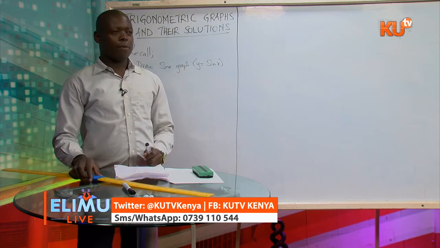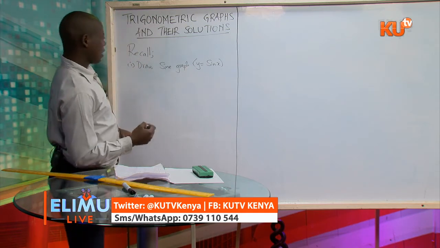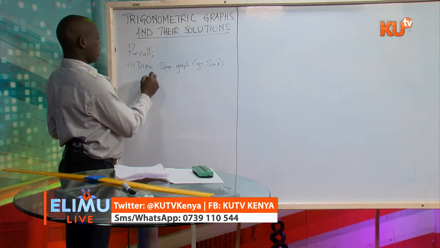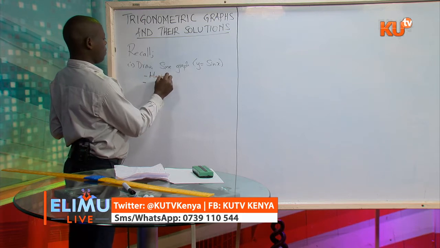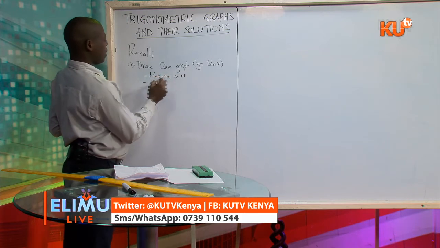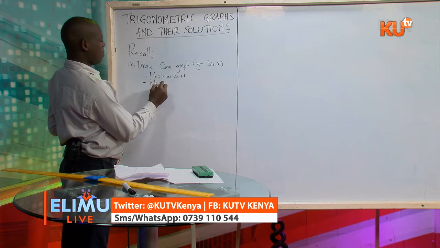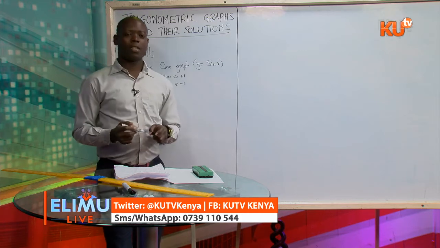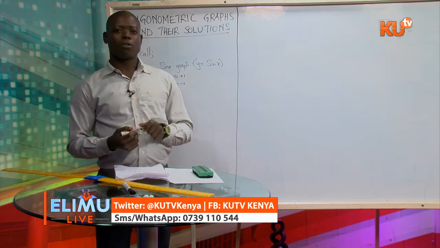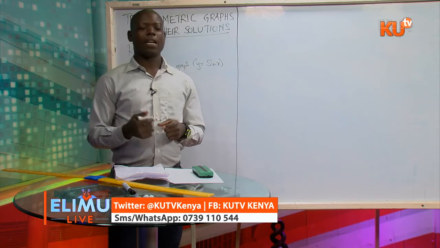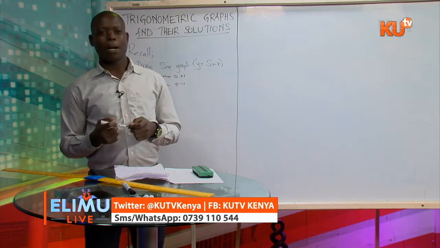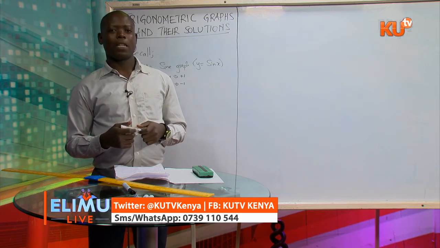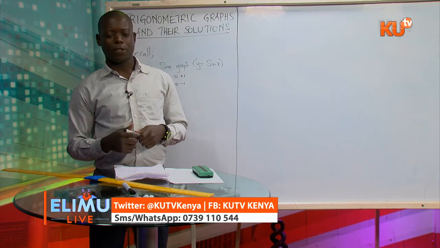And this graph, as you realize, has both the maximum and the minimum points. The maximum is always equal to +1, and its minimum value is always equal to -1. And therefore, that tells you that the graph of y is equal to sine x, above the x-axis, has a displacement of 1, and below the x-axis, has a displacement of -1. That then attributes to what we call the amplitude.